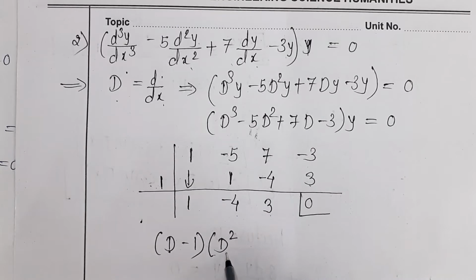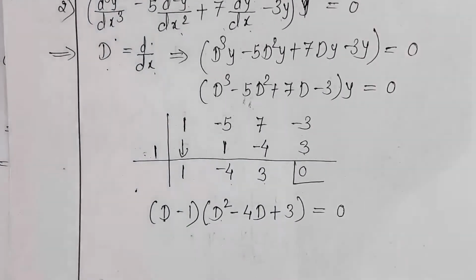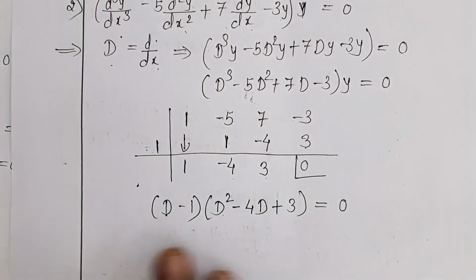D square multiplied by 1 is D square, minus 4 times the next power of D, that is D, and next plus 3, is equal to 0. So this is the equation which we obtained by using the synthetic division method.